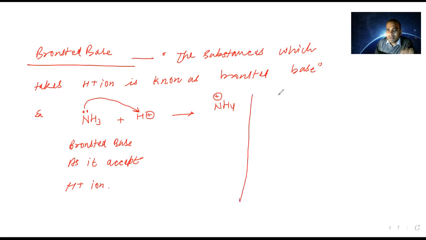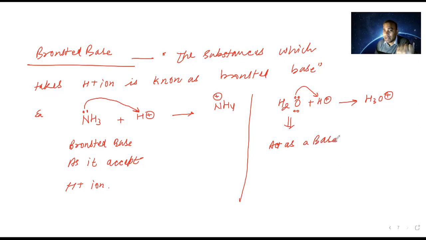Let's try to understand this. Suppose you have H2O. Here a lone pair of electrons is there. I have the H plus ion. This lone pair of electrons attracts H plus ion, so it is going to give H3O plus ion. So how is H2O acting, as an acid or base? It's acting as a base because it is receiving the H plus. It acts as a base as it attracts H plus ion.